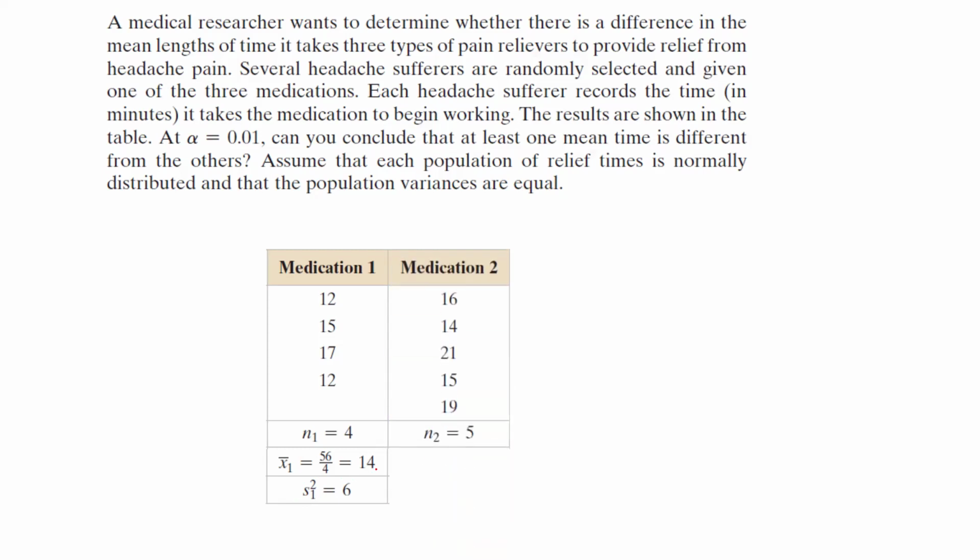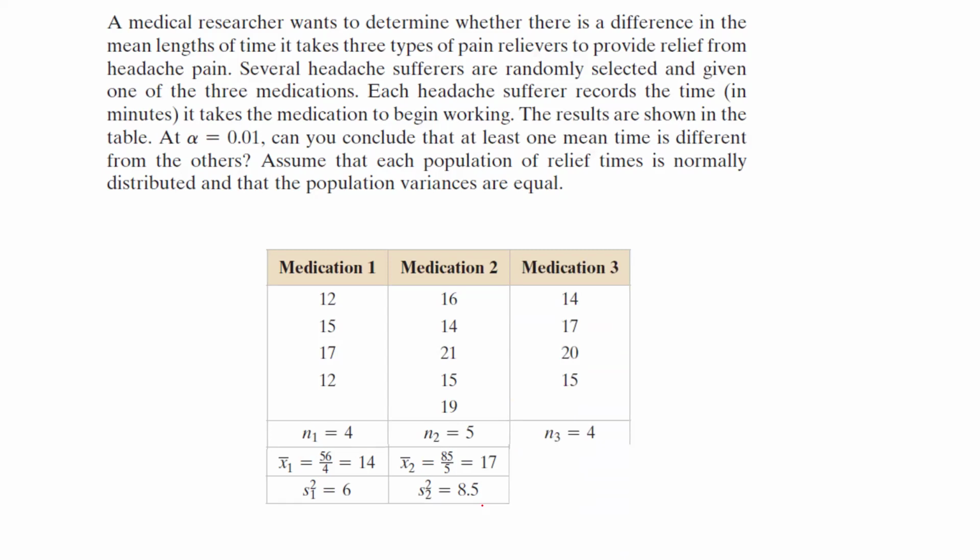Second medication category, the first person reported 16 minutes, the second person reported 14 minutes, the third person reported 21 minutes after taking the medication, the headache starts to reduce. The next person 15 minutes, then 19 minutes, and you have 5 people in this category. The average time that takes for the second medication to work is 17 minutes with variance 8.5 minutes.